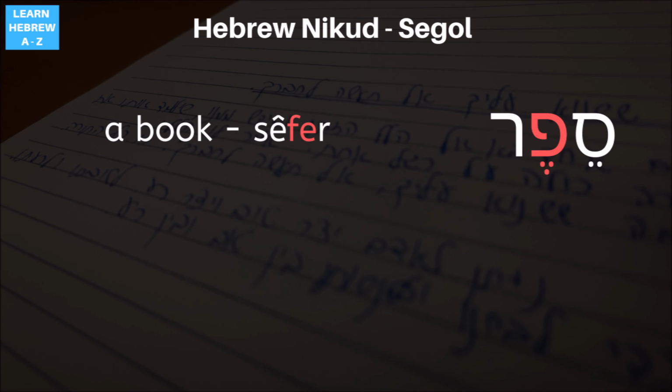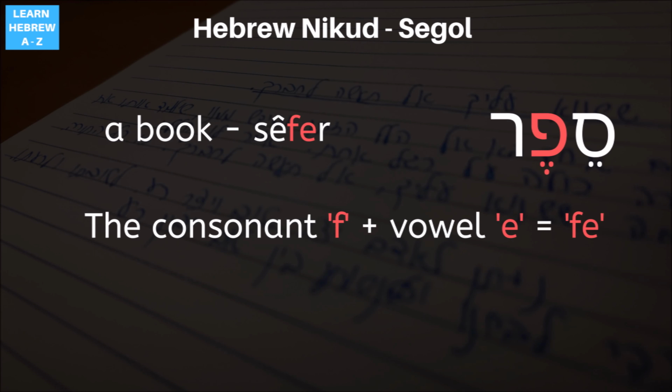In this example, the consonant F is decorated with Segol, which adds the sound of E, creating the syllable Fe. Let me repeat that. The consonant F is similar to the English letter F with no vowel after it. When we add the Hebrew vowel E, represented by Segol, we create the syllable Fe. Finally, we get Sefer.